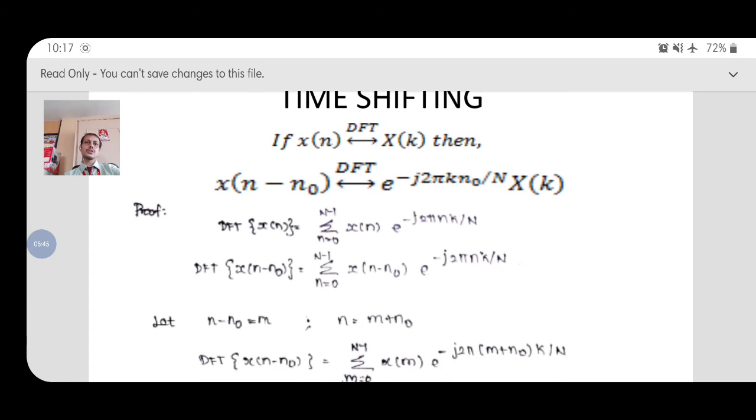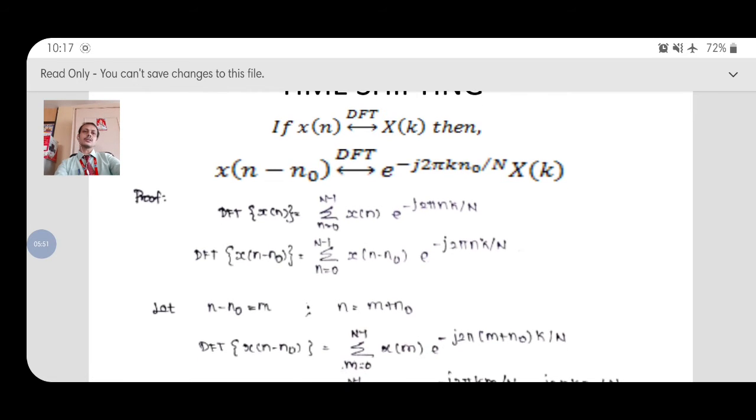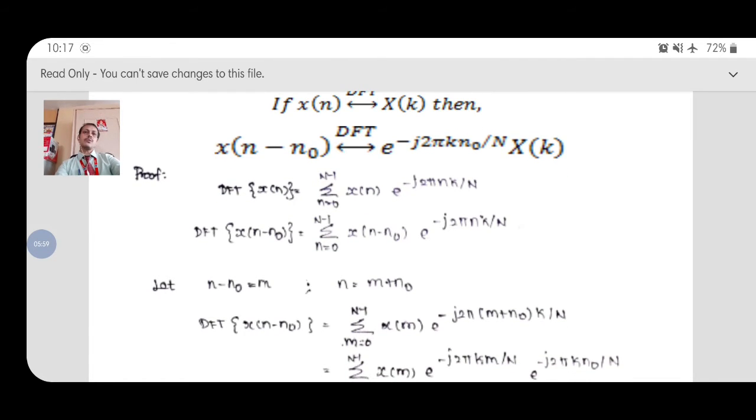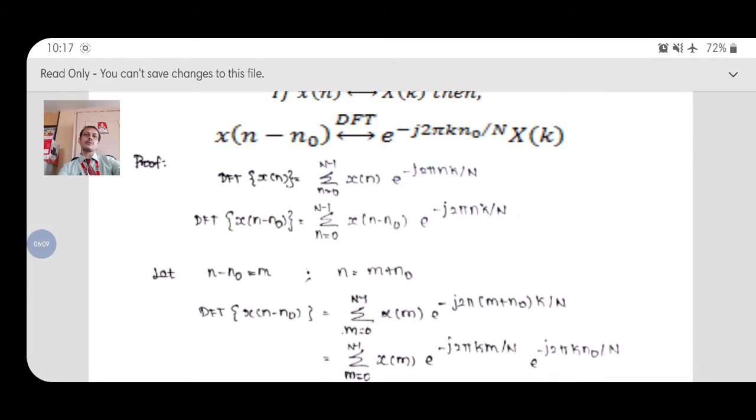So we are going to see the proof of this property. First we write the DFT of x of n. The formula is summation n is equal to 0 to N minus 1 x of n e power minus j 2 pi k n by capital N. Now we are going to find the DFT of x of n minus n naught. In this x of n, we are going to apply x of n minus n naught.